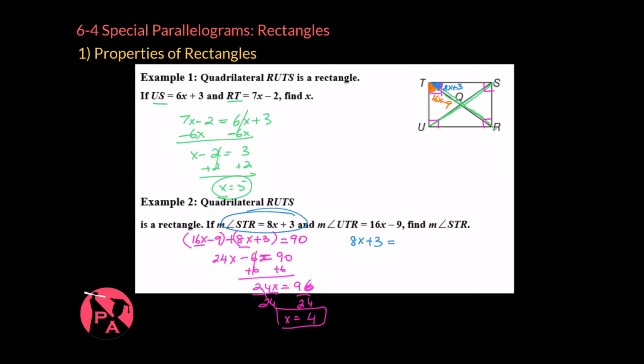So right here we figured out what x is equal to. It is equal to 4. So let's plug it in for x. 8 times 4 plus 3 equals 32 plus 3, which is 35. And we are done with this question as well.